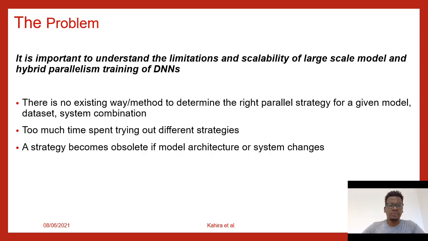So what's the problem with model parallelism? First of all, it's really important to understand the limitations and the scalability of large-scale model and hybrid parallelism training for convolutional neural networks. The problem with model parallelism currently is that there's no existing way to determine what is the right parallel strategy, because there are so many different ways of doing model parallelism, as we will see later.